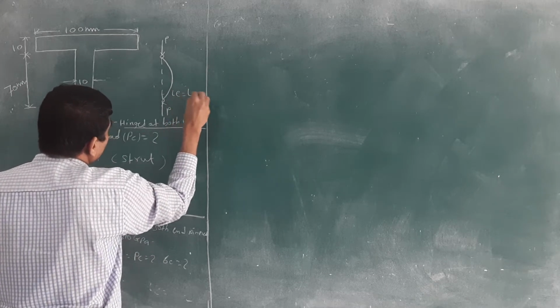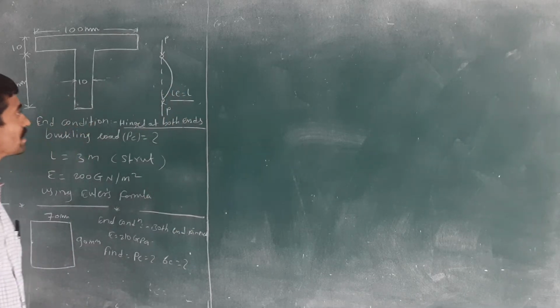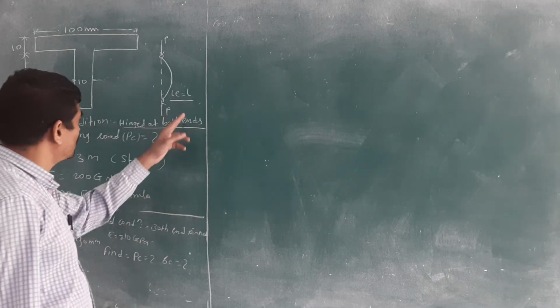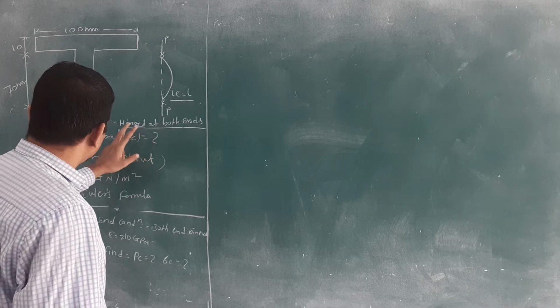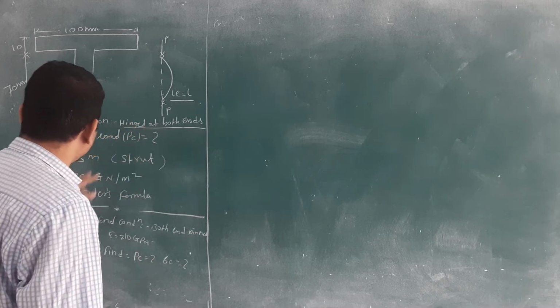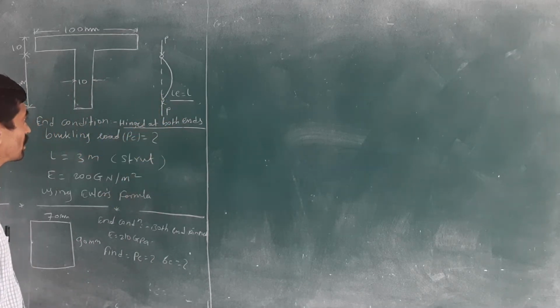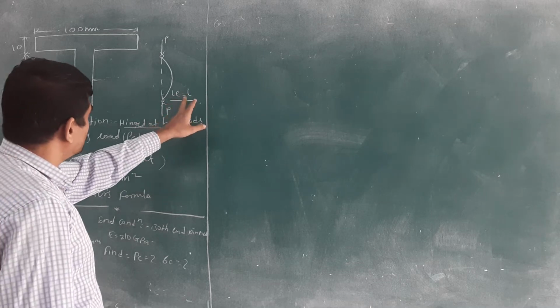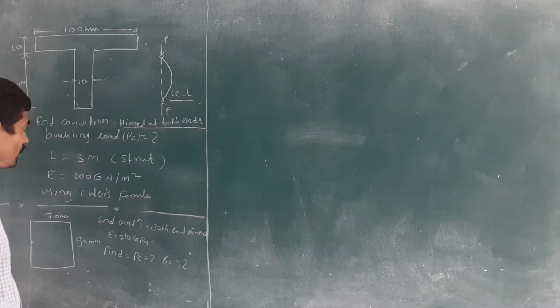LE is equal to L. Remember that in this table, this is the first condition, end condition, hinge at both ends. Remember that. Effective length is equal to actual length.